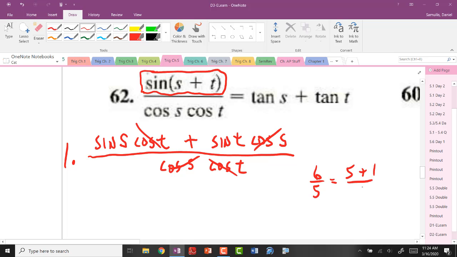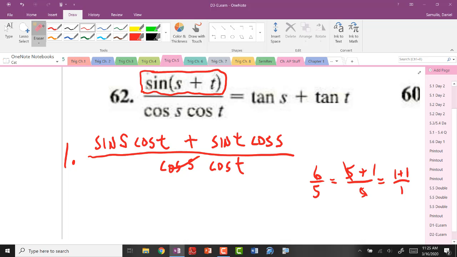You can never, ever take part of a sum and cancel it with another factor on the bottom, because what you end up with is invalid math. This is not true. 6 over 5 does not equal 2. That is exactly why we cannot do that. Variables and trig and numbers all follow the same rules, I guess is what we could say.